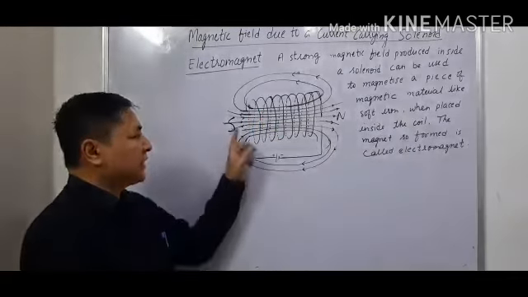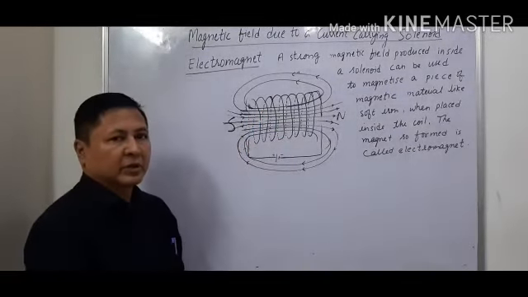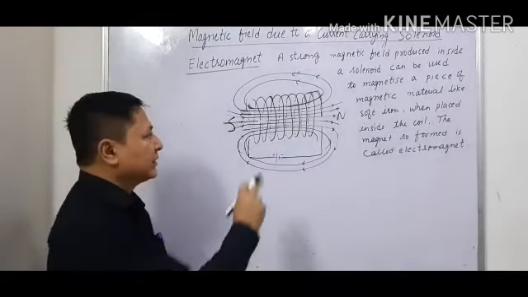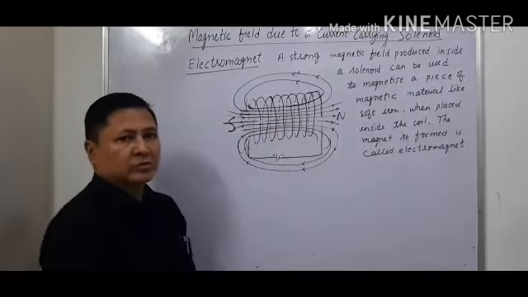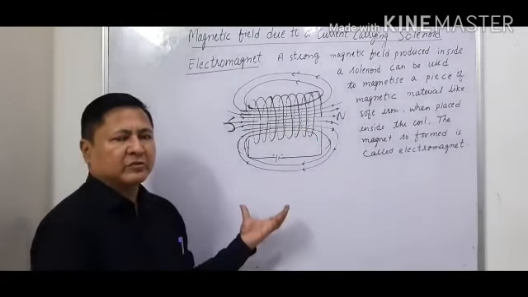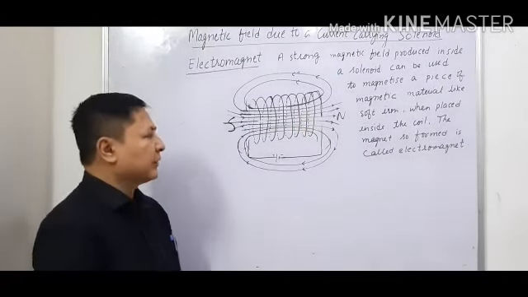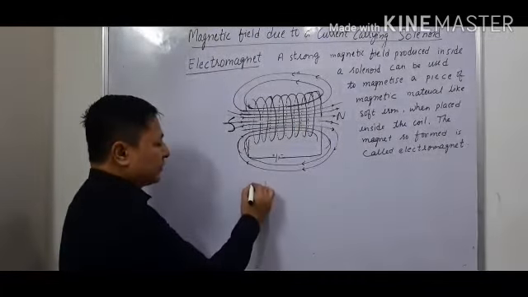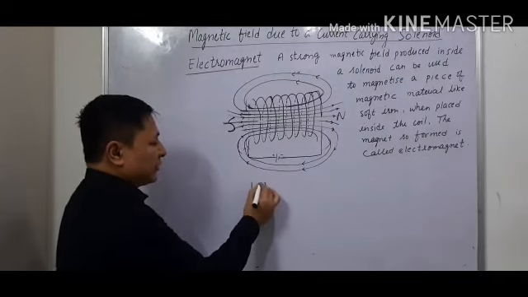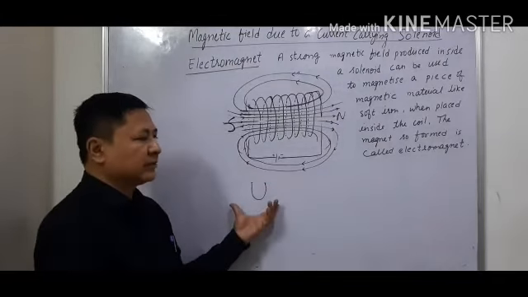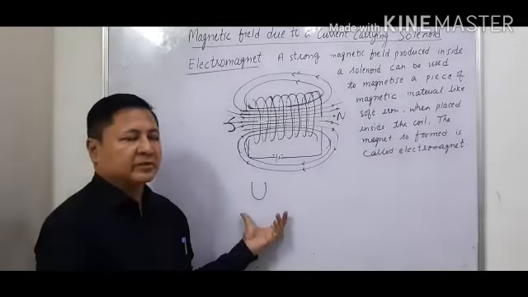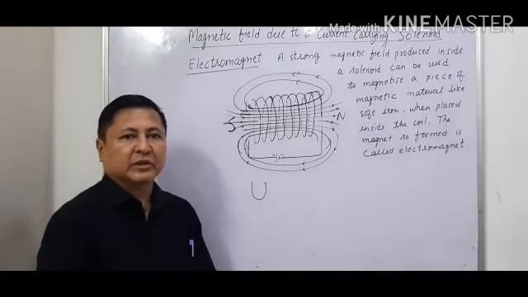And third is the air gap between the two poles. If we use a bar magnet, the air gap between the two poles is more, so it will become a weak magnet. But if we take a U-shaped magnet in which the air gap is less, that will behave as a strong magnet. So on these factors the strength of the electromagnet depends.